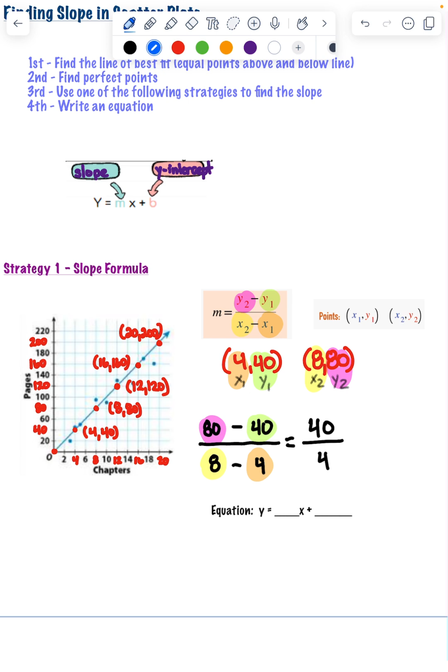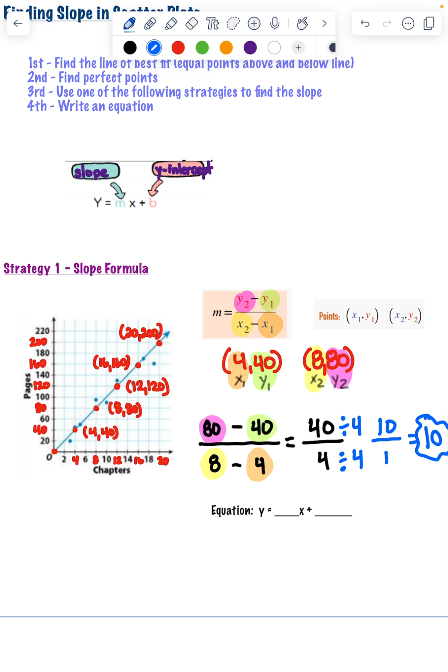In order to simplify, I'm going to look to see what can I divide into both top and bottom evenly, into my numerator and denominator evenly. In this case, it can be 4. 40 divided by 4 is 10. 4 divided by 4 is 1. Anytime we have a denominator of 1, then my slope is a whole number, and my slope would be 10.